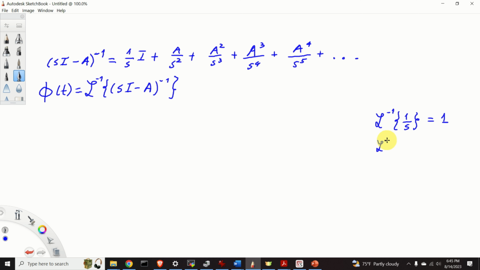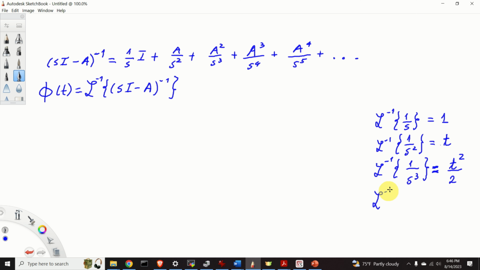What is the inverse Laplace transform of 1 over s squared? The inverse Laplace transform is obviously t. What is the inverse Laplace transform of 1 over s to the power 3? How to do that? Well, 1 over s cubed is 1 over s multiplying 1 over s squared. That's the integral of this term over here. And the integral of t is obviously t squared divided by 2.